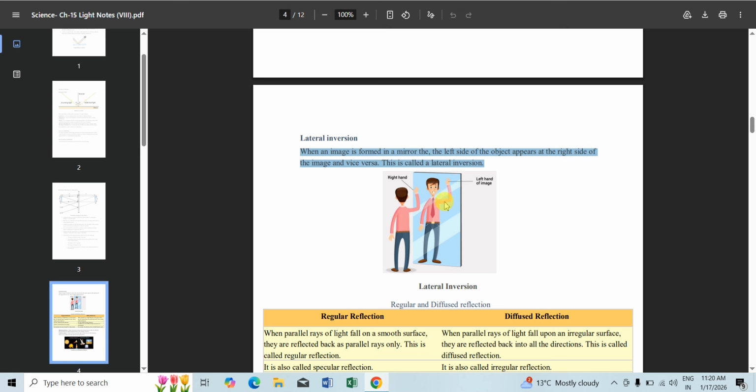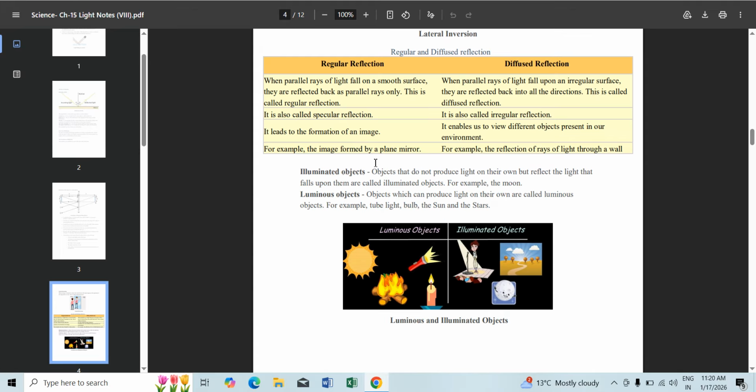Why? Because this is lateral inversion. When you raise your right hand, it would raise his left hand, and if you raise your left hand, it would raise his right hand, okay. And don't get confused in this vice versa. This means that this is opposite of something, okay.